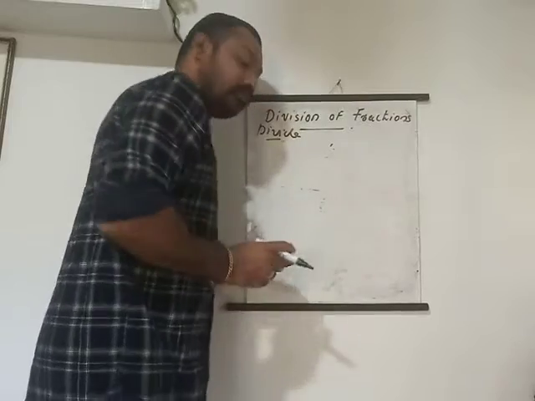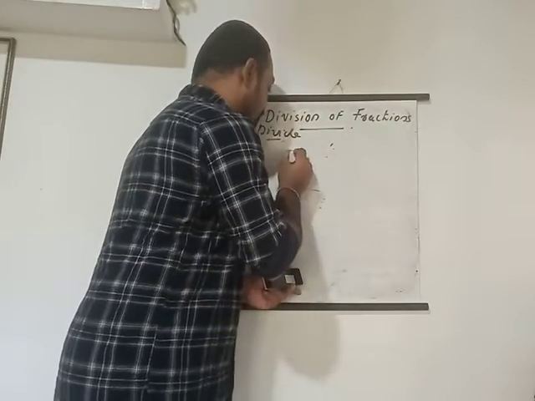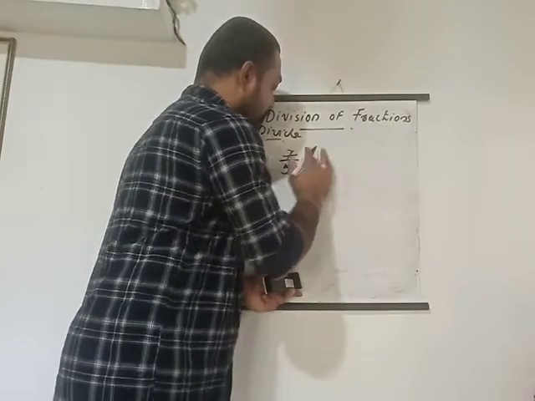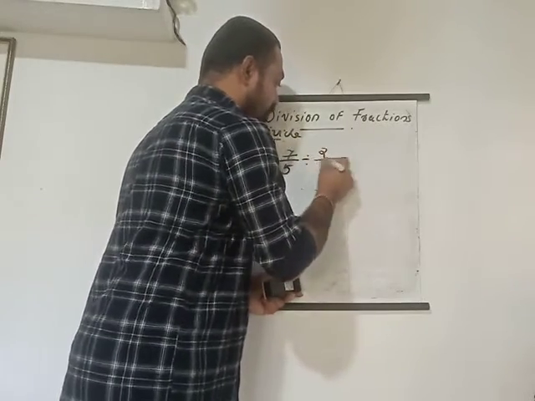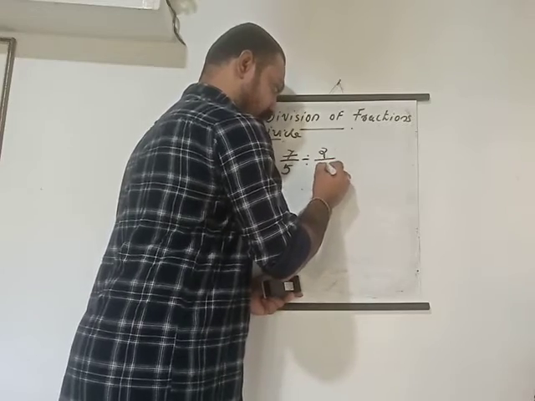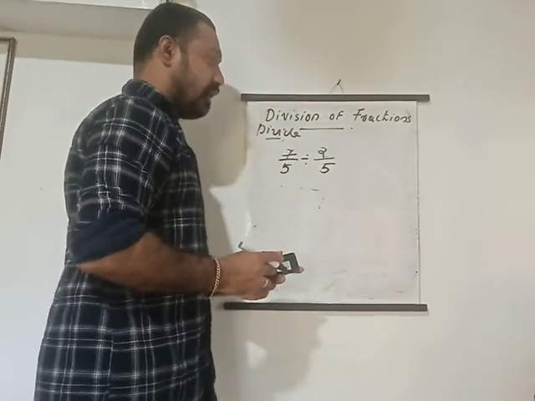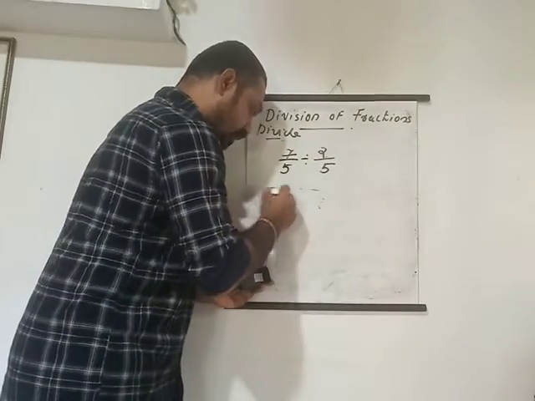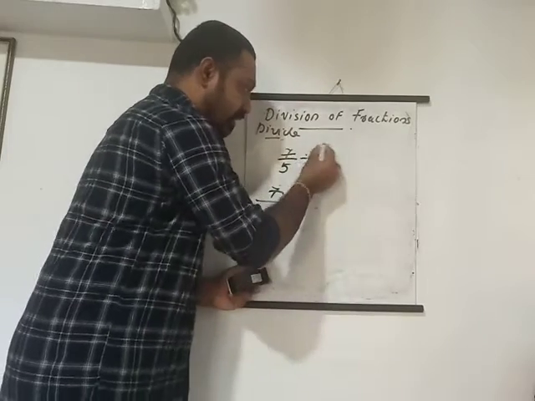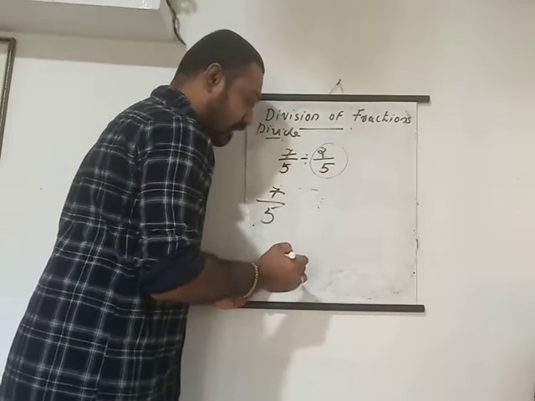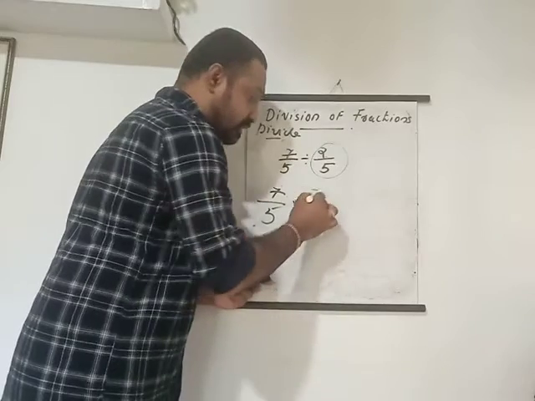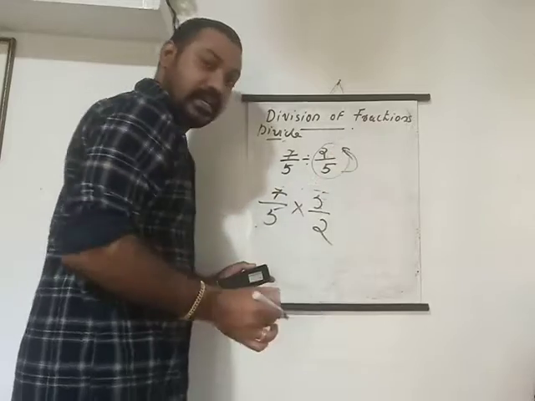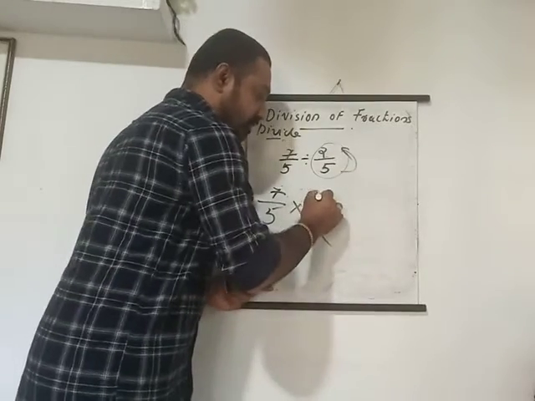Divide 7 by 5 by 2 by 5. So this one we need to divide. And what do we have to do? Keep the first one the same. Take the reciprocal of the second one and multiply it. 5 by 2, you have to write the reciprocal. Understand? When you take the reciprocal of this one, you will get 5 by 2.